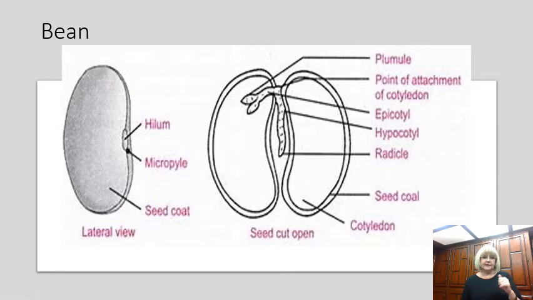Okay, on the left, this is what we think of when we see a bean. This is the lateral view. The seed coat, of course, is on the outside. The hilum is what we call like that little eye or the little spot there in the middle, and then the micropyle is like that little hole that is right beside the hilum.